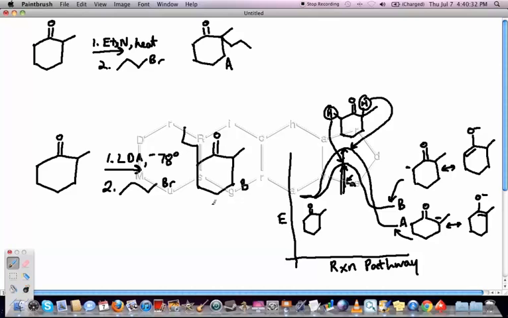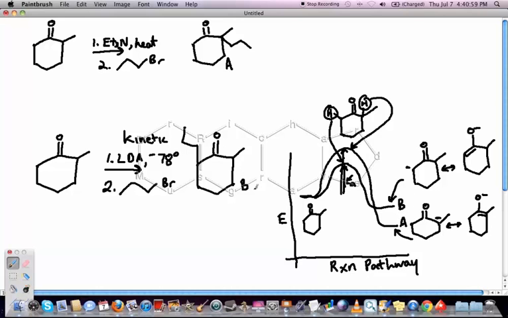So we're going to use kinetic conditions to form this product, which I'm calling B. And of course, once we got the anion, that's what would react with the alkyl halide to form the substituted asymmetric ketone. Now this one ends up substituting on the least substituted side because that's where the negative charge ends up.